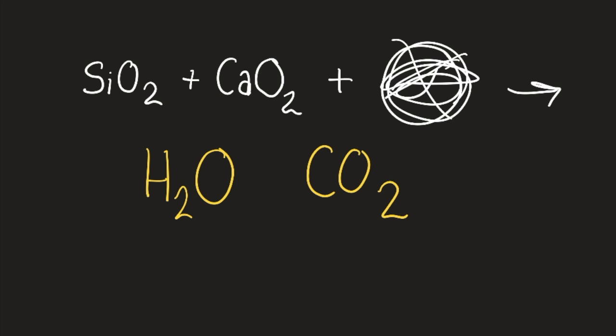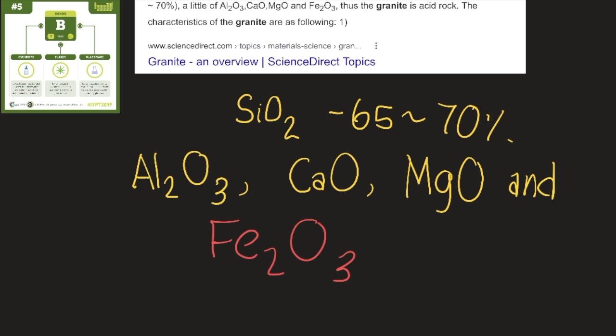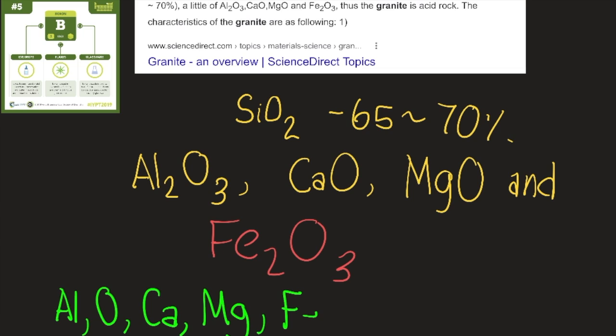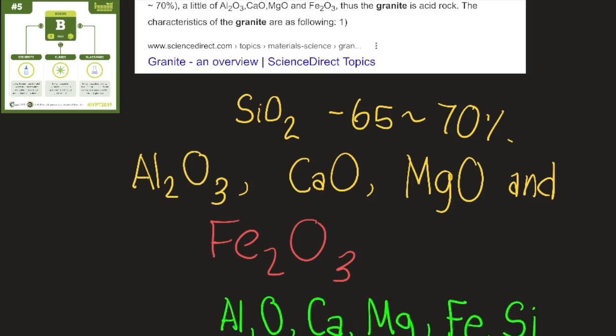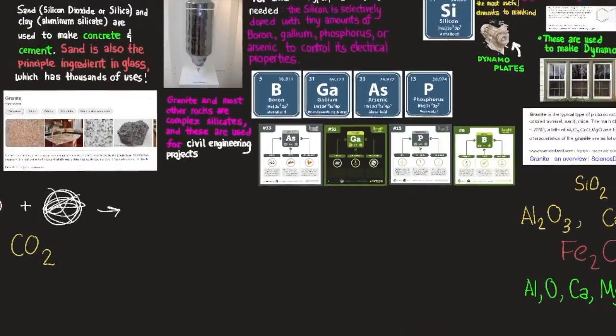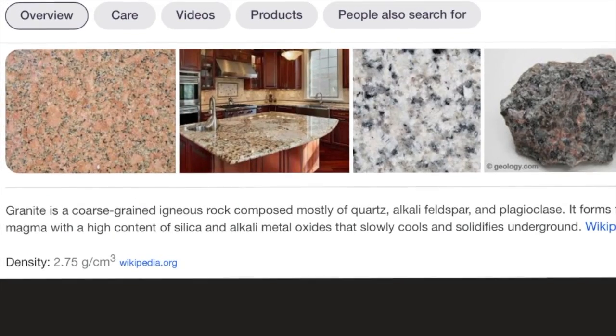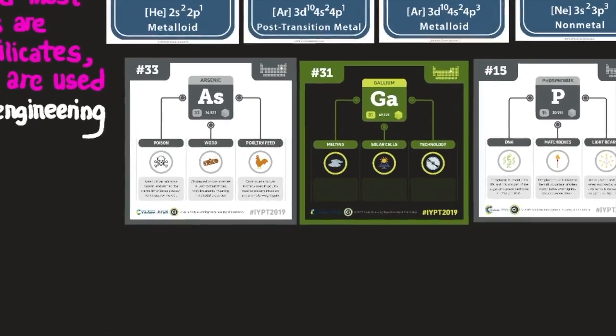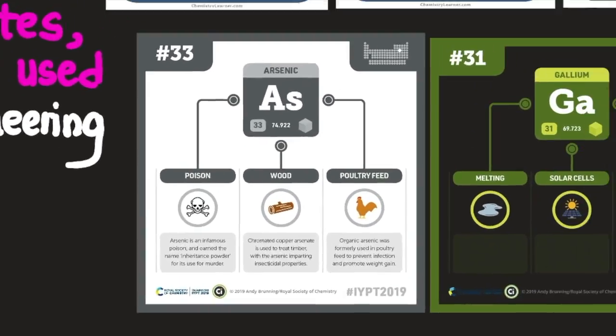A correction to the concrete, it's not calcium dioxide, it's calcium oxide. That's it. So granite essentially consists of the elements aluminum, oxygen, calcium, magnesium, iron, and silicon. So when all of these elements combine together, you get granite. Don't take that knowledge for granted. Alright, so continuing on with the previously mentioned elements.